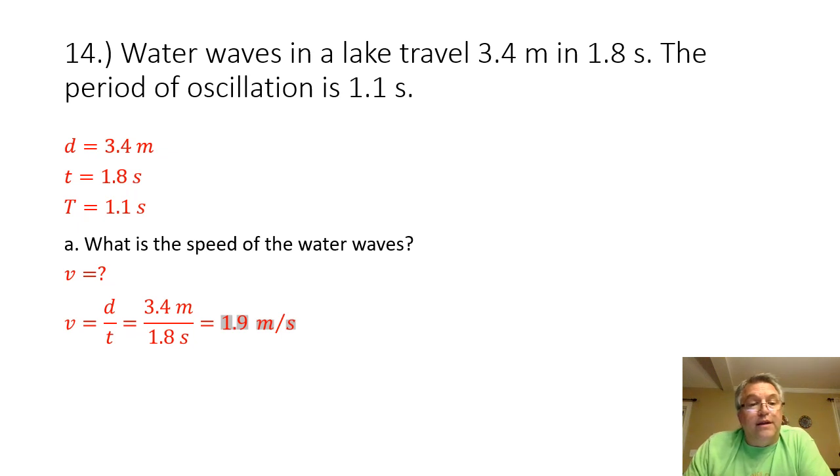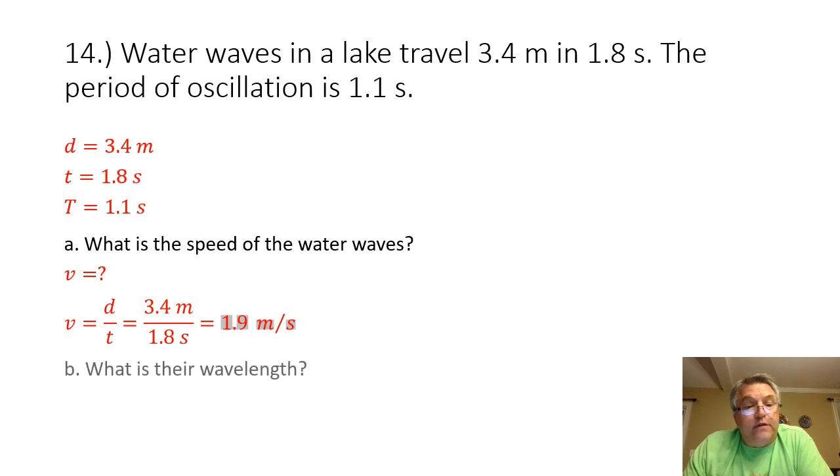So I know that the distance the wave travels is 3.4 meters. The time it takes to travel that 3.4 meters is 1.8 seconds. So 3.4 divided by 1.8 will give me a wave speed of 1.9 meters per second.